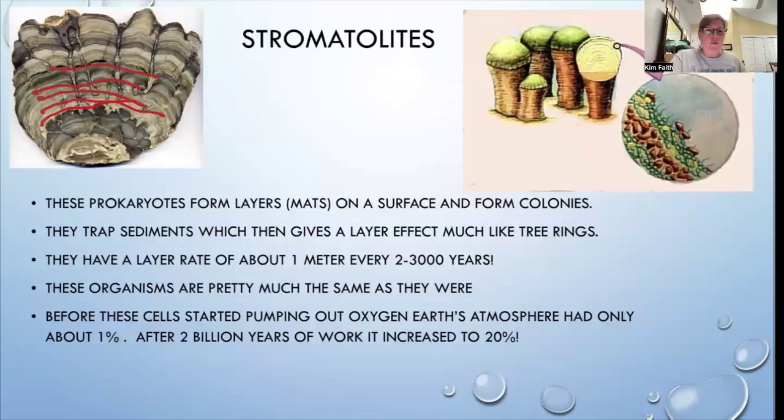Okay. So before these cells started pumping out oxygen, our Earth's atmosphere had only about 1% free oxygen. After 2 billion years of work, it is now 20%. And then we could see that if we took this little part here, you'd see the cyanobacteria, and then the oxygen gas would bubble off of them.